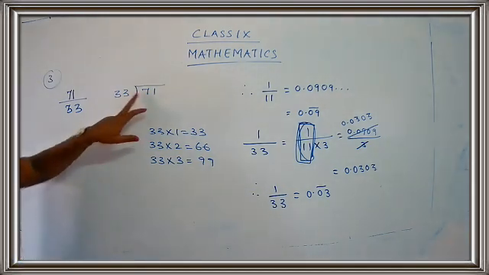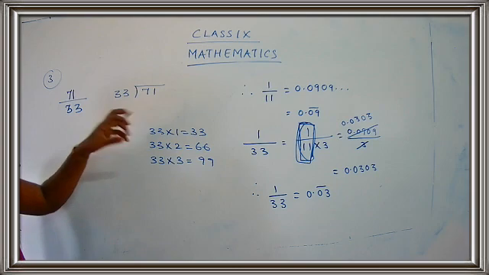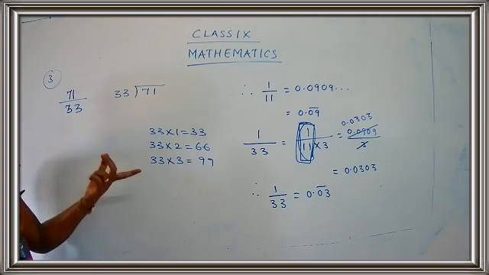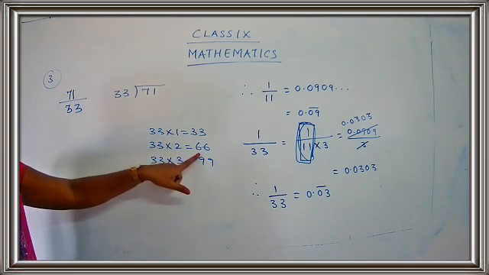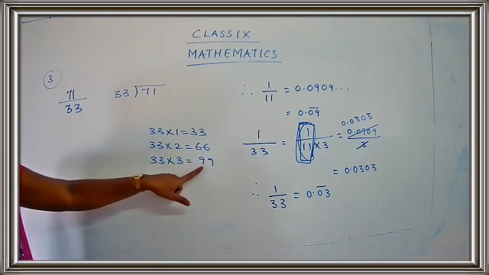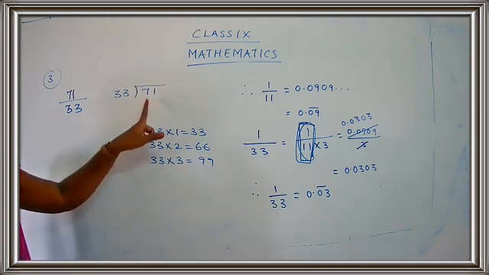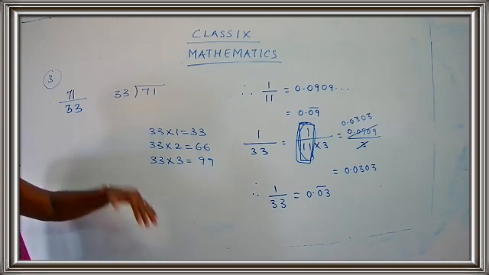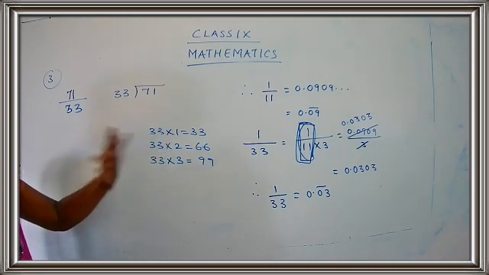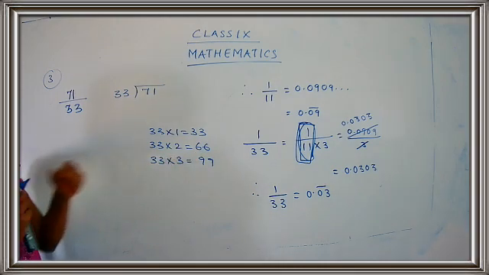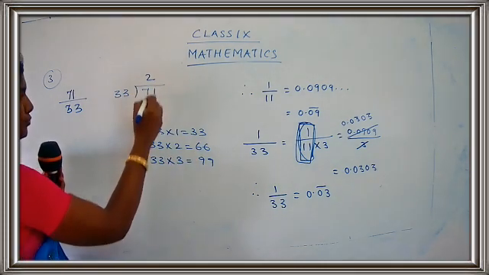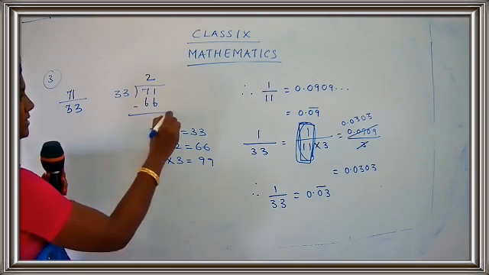So we have 33 and we have 71 here. I have to divide 71 by 33. So which is the closest number? 66 is the closest number. I cannot take 99 because 99 is bigger than 71. I have to take a smaller number than 71. So I can take the number 66. How many times? 2 times. I'll put 2 twos are 66.